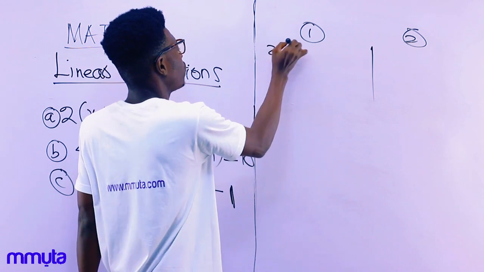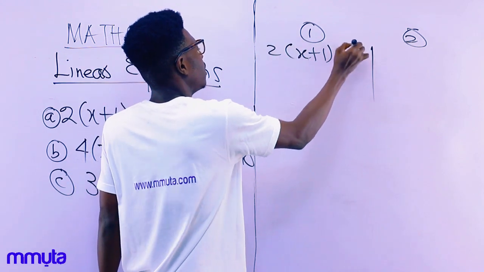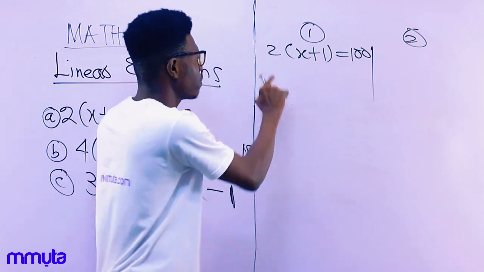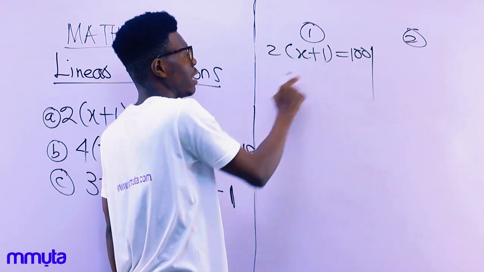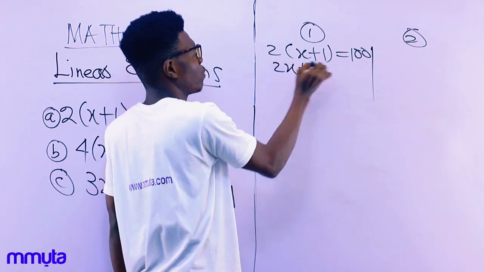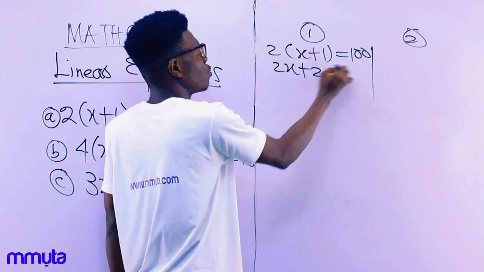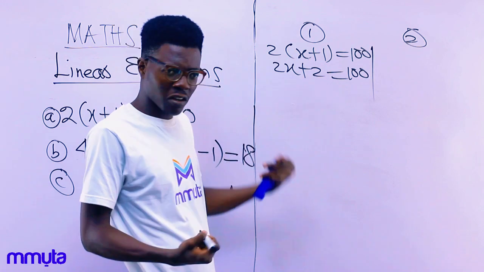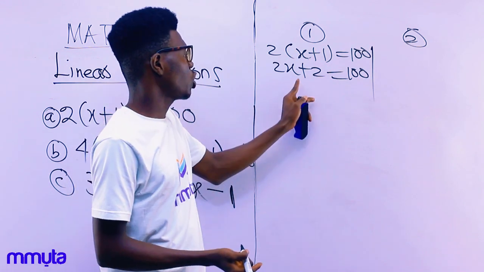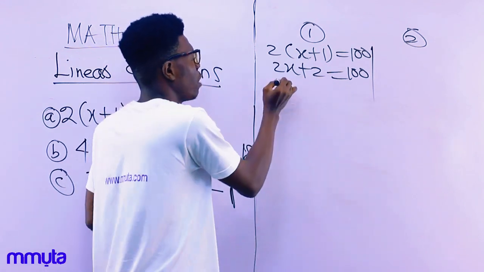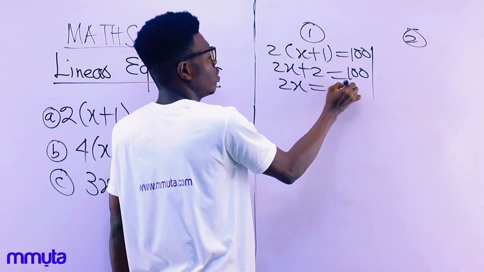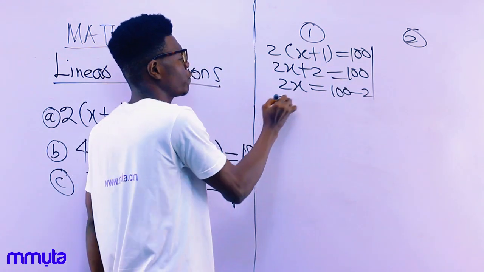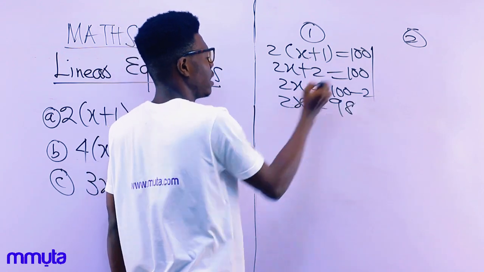So what do we do? We have 2 brackets x plus 1 is equal to 100. If we open the brackets, that is by distributing this 2 to x and 1, we are going to have 2x plus 2 times 1, which is 2, is equal to 100. Shifting this plus 2 to this side, we have our 2x is equal to 100 minus 2, and 100 minus 2 is 98. We have 2x is equal to 98.